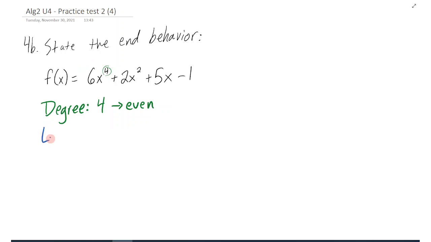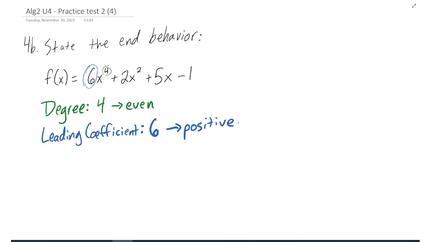The other thing we need is the leading coefficient. You probably have seen me abbreviate this as LC many times. Our leading coefficient is the number attached to the x with the largest exponent. In this case, it's 6, positive 6, and that is the important part.